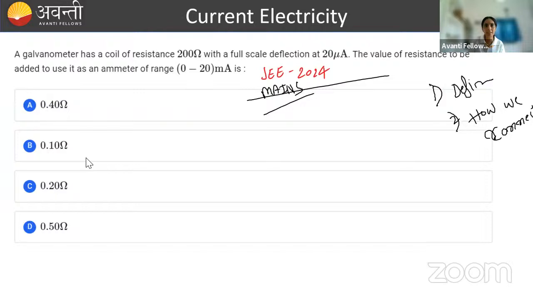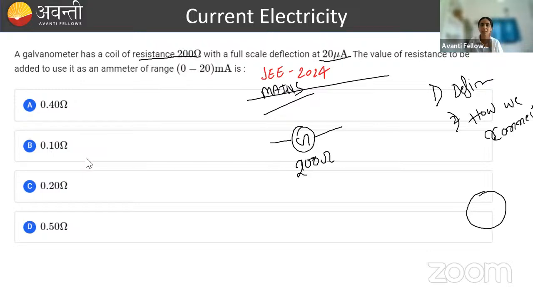A galvanometer has a coil of resistance 200 ohm. So there is a galvanometer. It has a resistance of 200 ohm. ठीक है. With a full scale deflection of 20 microampere. कहने का मतलब क्या हुआ?